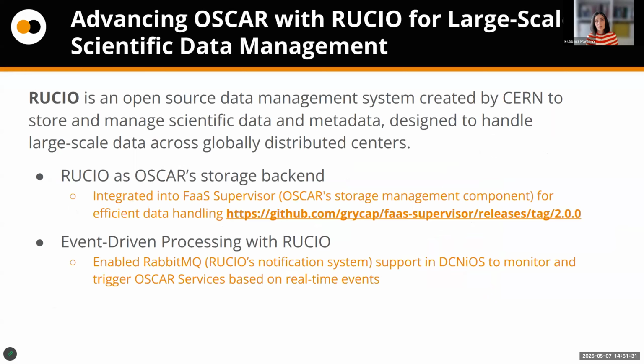And lastly, we've been advancing OSCAR with Rucio for large-scale scientific data management. Rucio is an open source data management system created by CERN to store and manage scientific data. So we've been able to add Rucio support to OSCAR. So it's integrated into the FaaS supervisor. So Rucio can be employed as input and output source.